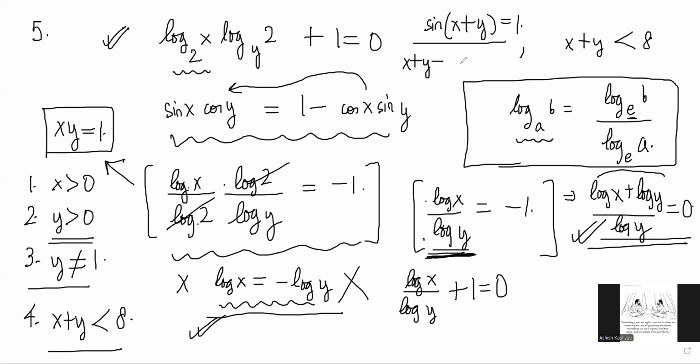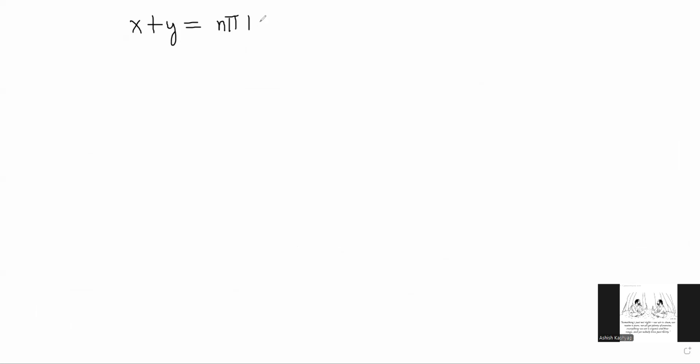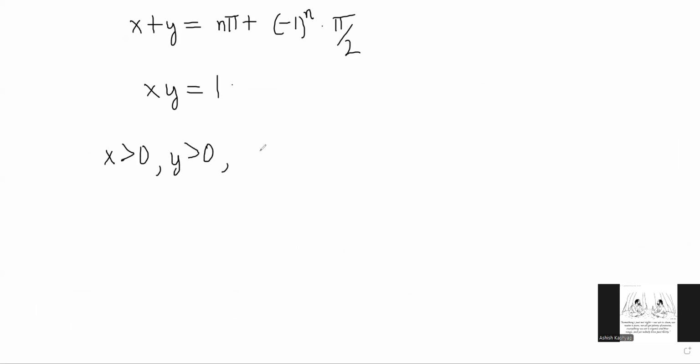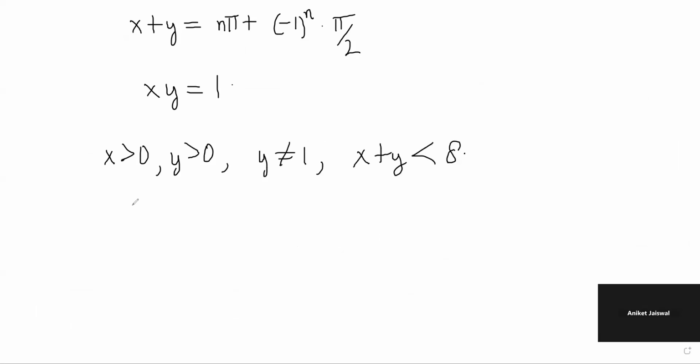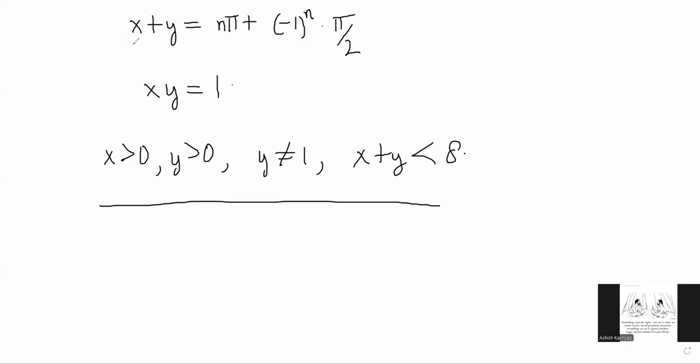General solution is x plus y is equal to n pi plus minus 1 power n pi by 2, right? So now we have basically the conditions x plus y is equal to n pi plus minus 1 power n pi by 2, xy equals 1, x greater than 0, y greater than 0, y not equal to 1, and x plus y less than 8. So now x plus y is less than 8, that automatically fixes which integers are possible. You can easily fix that now, right?